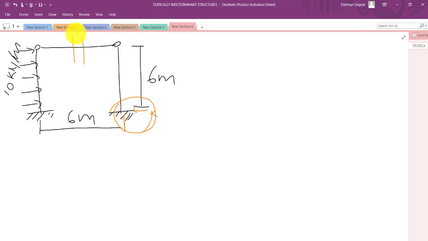Since it is axial, it will only be having one force, that is the axial force x1 on that side, and then also on this side x1. So that would be the best way to deal with this. With that in mind, we go on with our process of calculation.